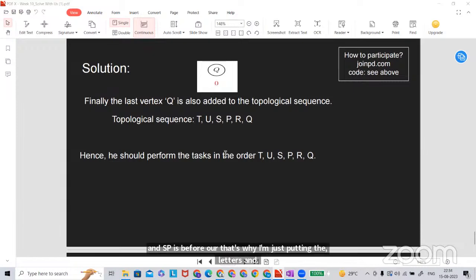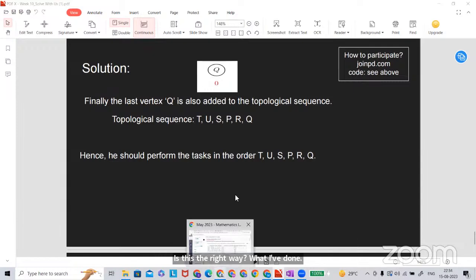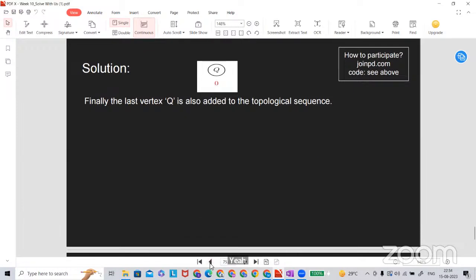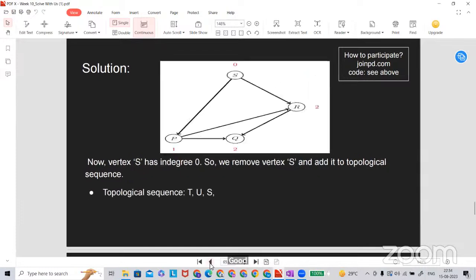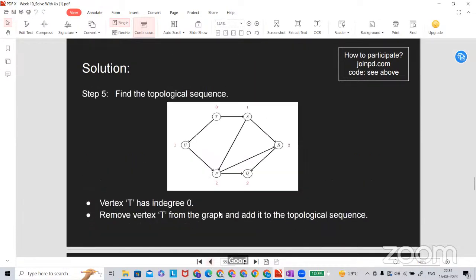What I have done? Suppose this is a simple one, that's why you are able to do this. Otherwise, it will be more complicated. Then you have to follow the algorithm. At least the algorithm you have to follow. This is a simpler one. You are able to exactly get this one.